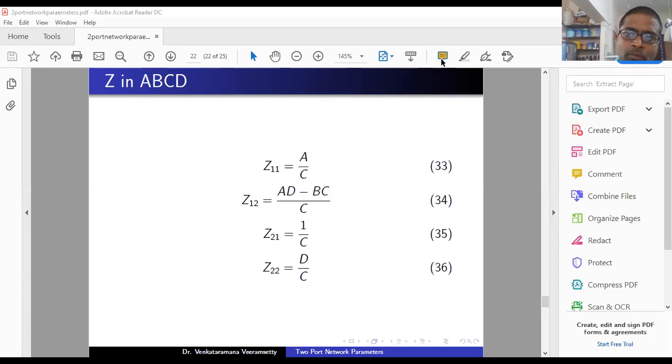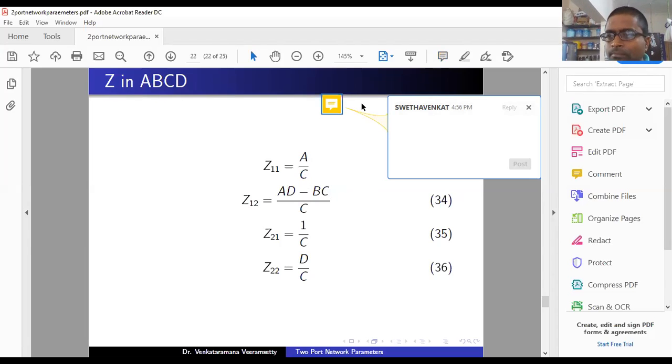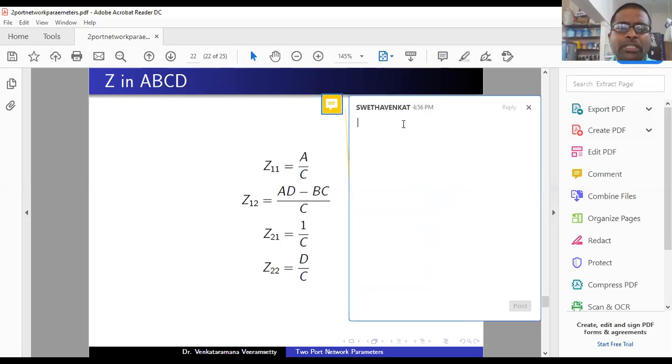So now we will discuss the derivation, how we get these values. Same procedure. In this session, I want to explain how we represent the Z parameters in terms of the ABCD parameters. So first you write the equations for the ABCD parameters.